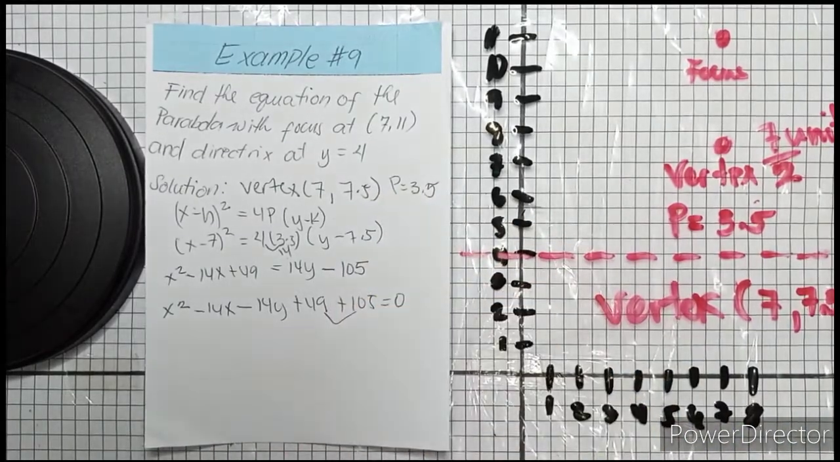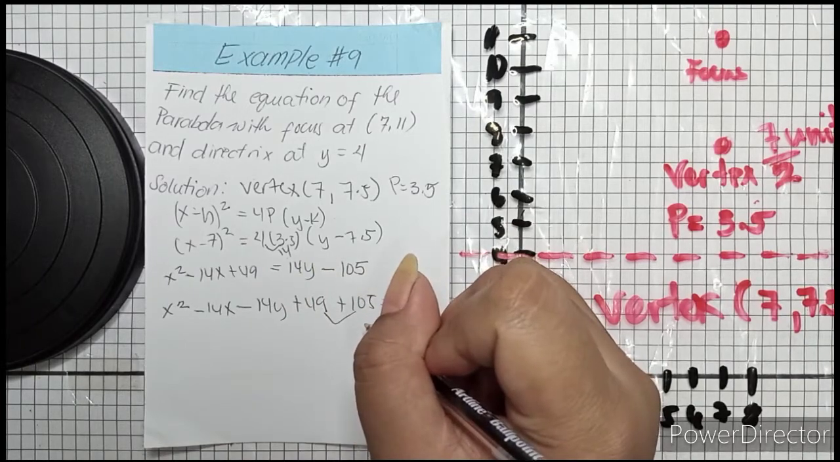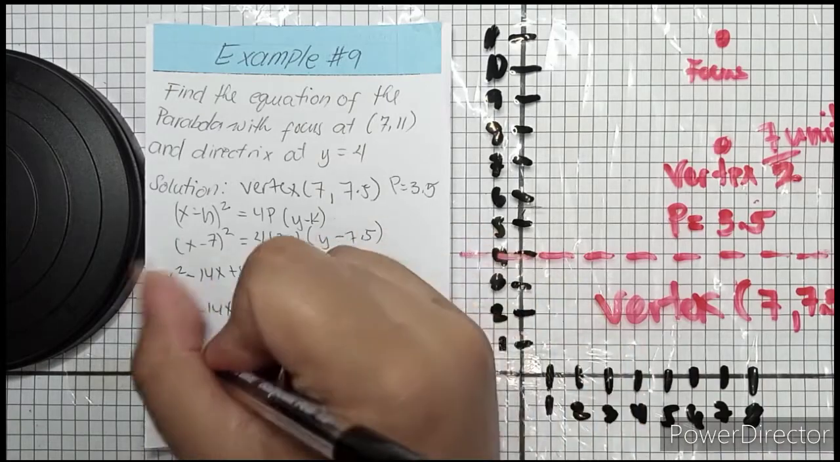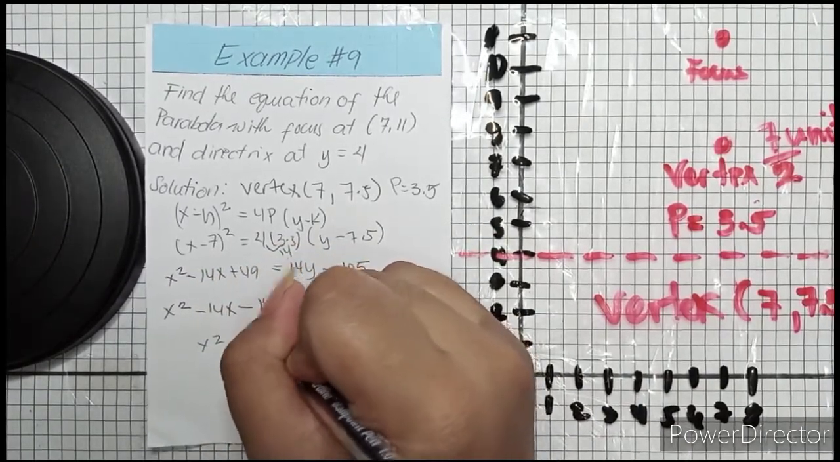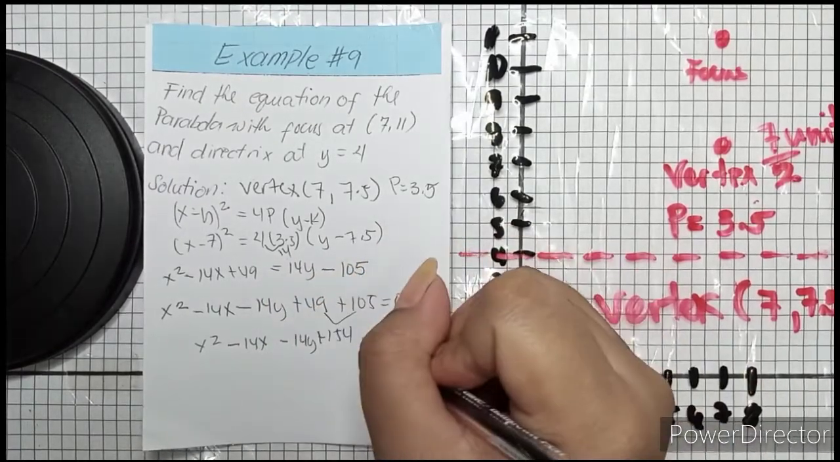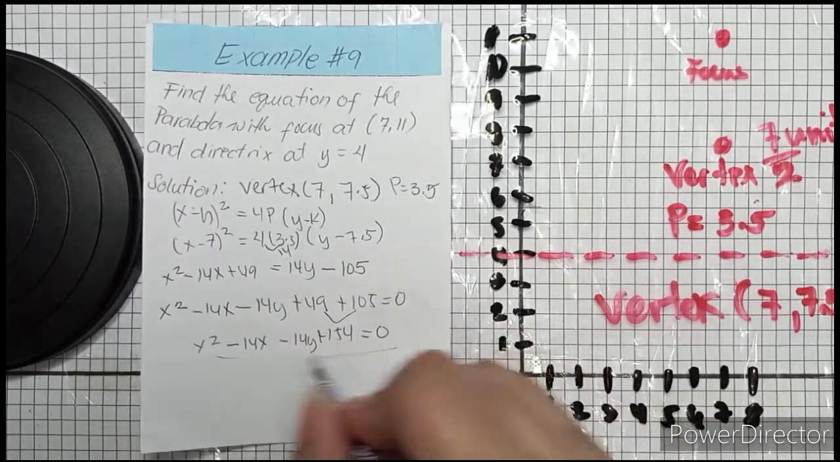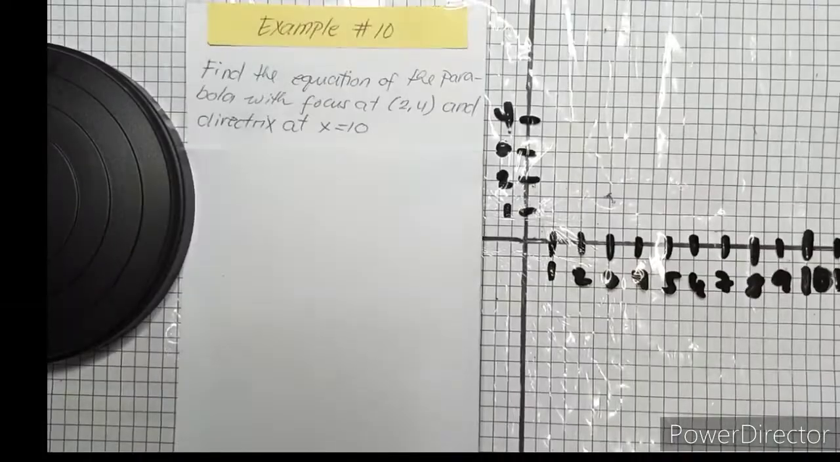Then, simplify natin itong dalawa nating constant number. So, 49 plus 105 is equal to 154. So, rewrite na natin yung ating equation. So, x squared minus 14x minus 14y plus 154 is equal to 0. So, ito na ngayon yung ating general equation. Nasundan? Okay, so let's have another example.